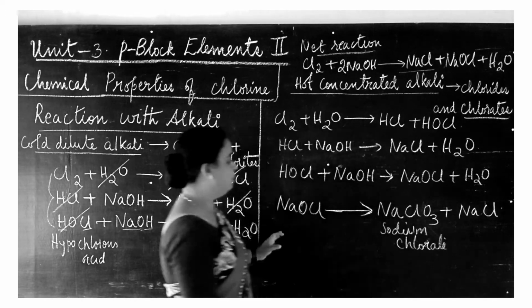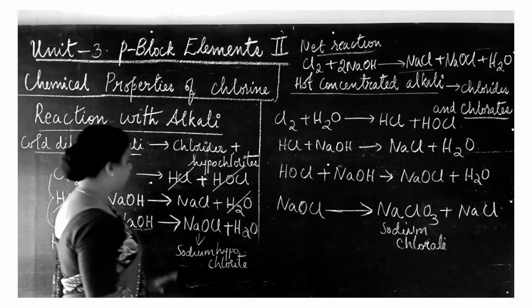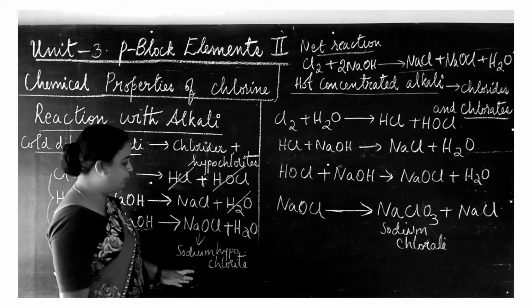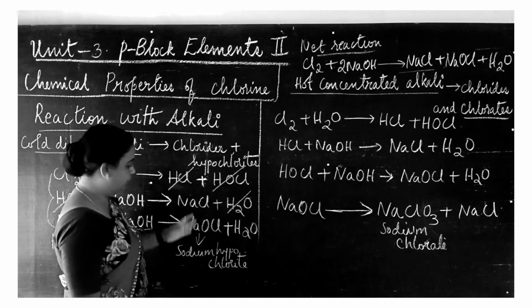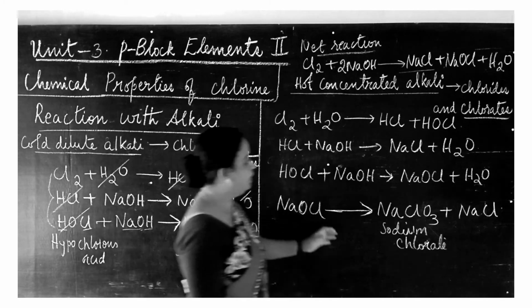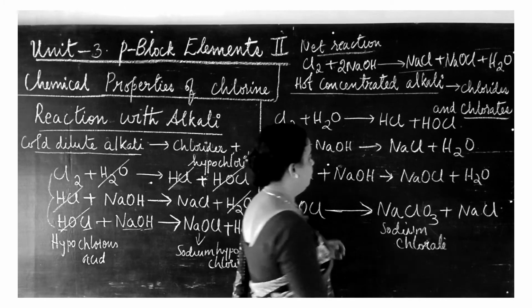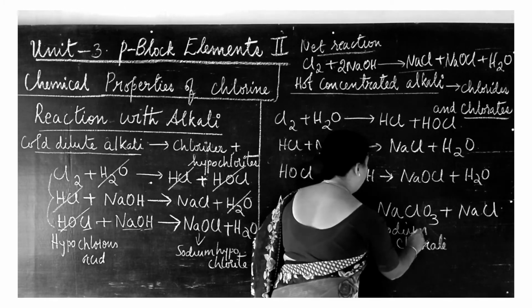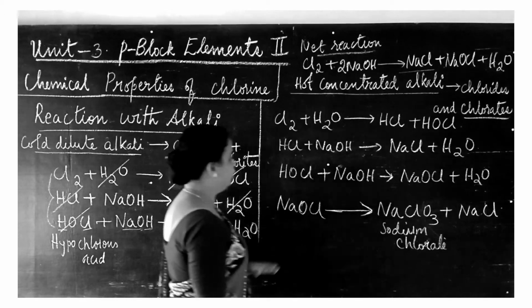So this is a 4-step reaction, whereas this is your 3-step reaction. Here the products are sodium hypochlorite and sodium chloride, NaCl, whereas here the products are sodium chloride and sodium chlorate. So that is the difference. Here it is a 4-step reaction.